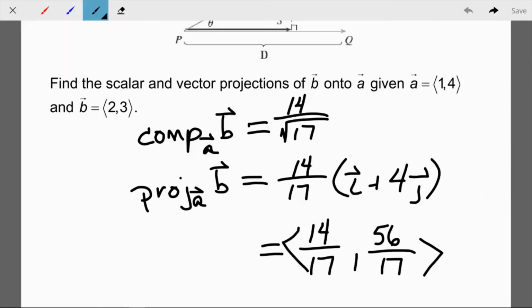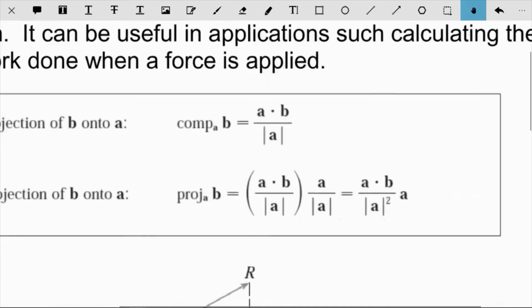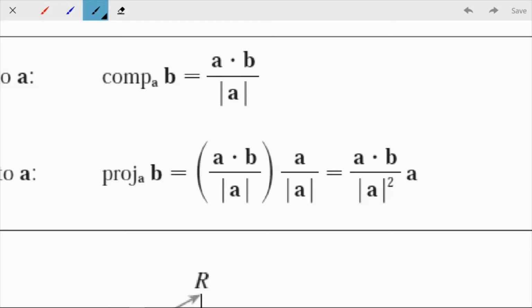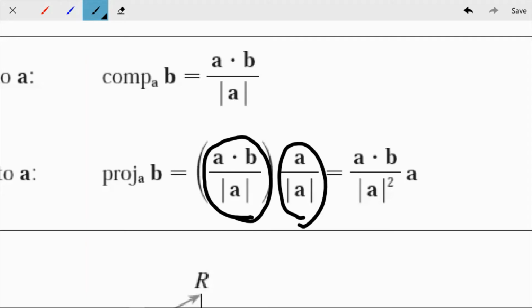Here's the answer that you should have ended up with. For my scalar projection, I just did A dot B over the magnitude of A. For my vector projection, I used a shortcut that we can do: A dot B over the magnitude of A squared times vector A. That's going to give me a scalar in the direction of A. You can see where that shortcut comes from. I'm essentially doing my scalar projection, which is what we just found here, times a unit vector in the direction of vector A.